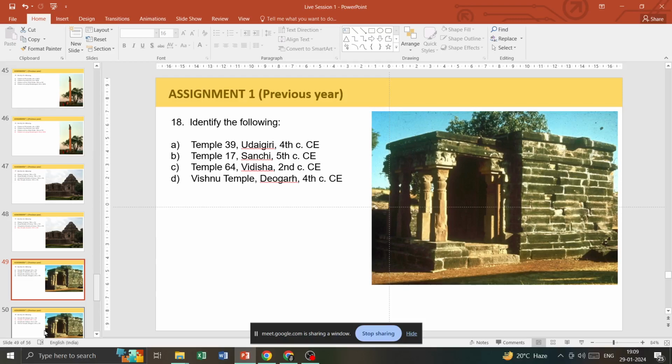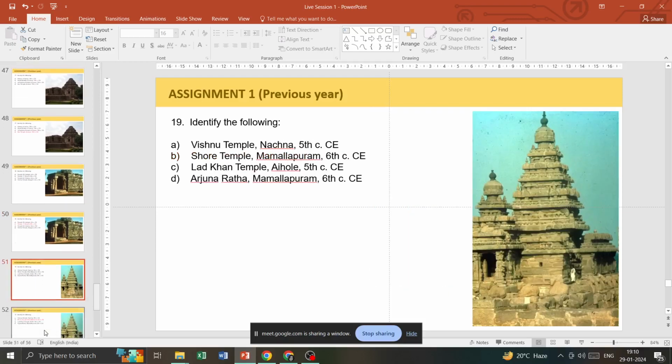on 4 pillars, and the roof of the sanctum is slightly higher than the porch. The entire inside and outside of the whole building has no details except the pillars. Pillars are heavily carved with a lion capital and inverted lotus below the capital. So our answer is B, Temple 17, Sanchi, 5th century CE.